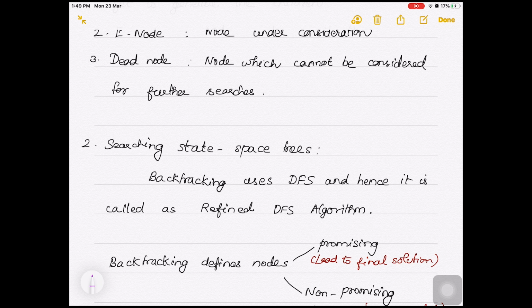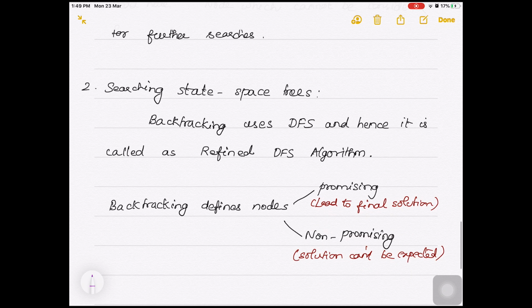The second stage in backtracking is the searching of the state space tree. Backtracking uses depth first search, and hence it is called a refined depth first search algorithm. Here there are two types of nodes that backtracking can define: the promising node and the non-promising node. The promising node will lead to a final solution, whereas from a non-promising node, a solution can't be expected. There are a few applications of backtracking. The first application is n-queens, the second one I can quote is the sum of subset problem, and the third is graph coloring. We'll see the rest of the applications in the forthcoming lectures.